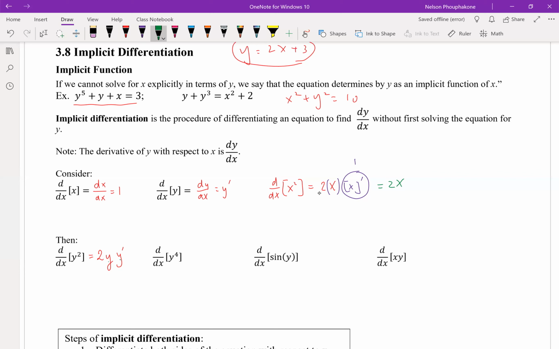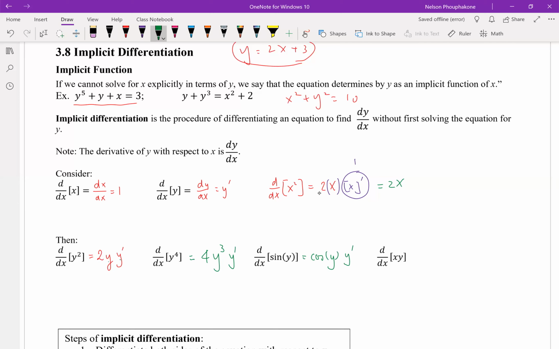Similarly, if I have y to the power 4, I will have 4y to the power 3, and the inner function is y, so I have y prime. So make sure you remember that if you take the derivative of a function that involves y, you always have the y prime term. And how about sine of y? The derivative of sine is cosine of y, times y prime.